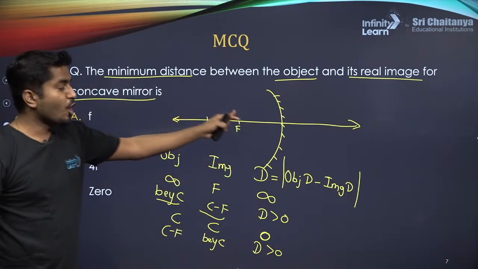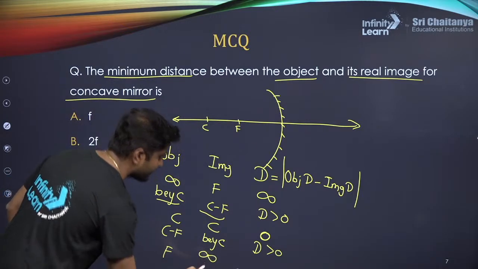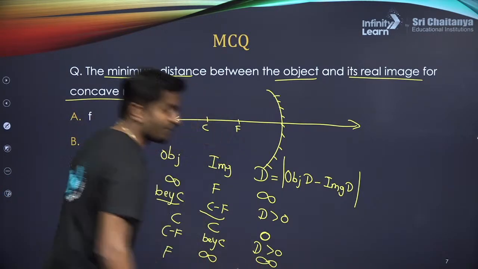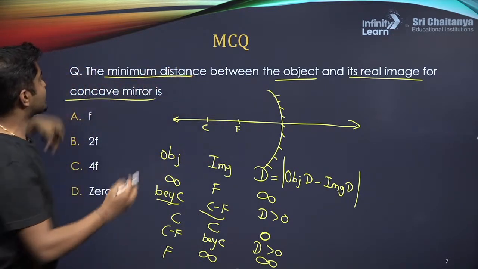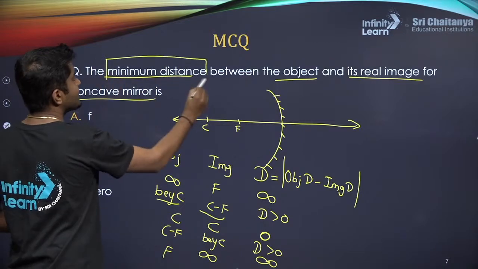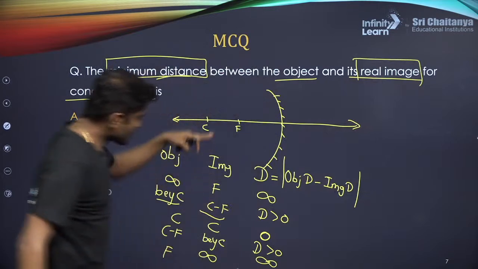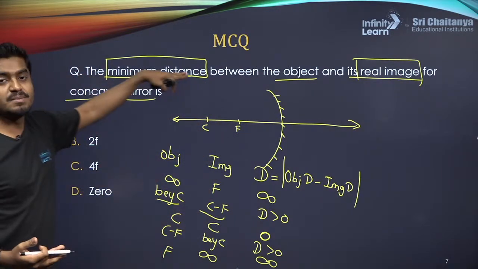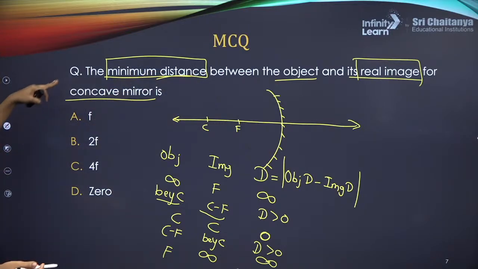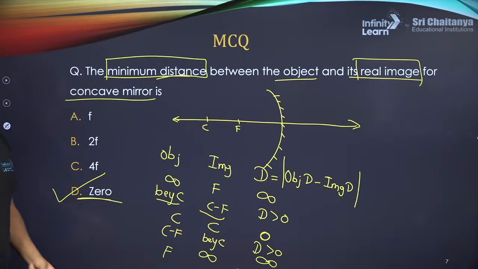When you place the object at focus, the image would be at infinity and the difference will be infinite. So what is the minimum distance between object and real image? So these are all real images, and the minimum distance between them is going to be 0. That is the right answer.